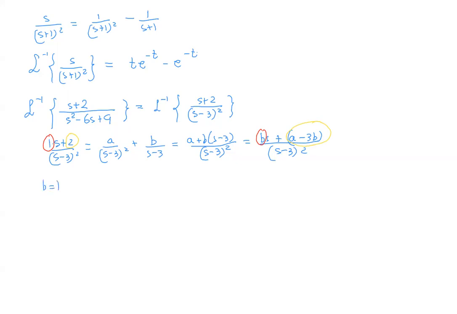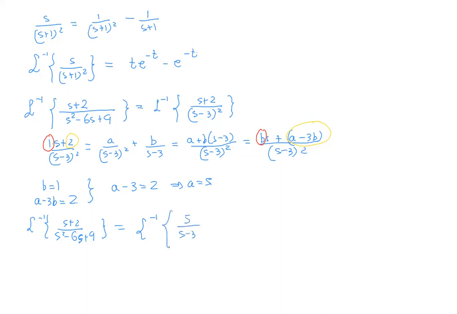Once you know that b is equal to 1, let me write the equation so that you can see it. These are the two equations. So once you know that b is equal to 1, you plug it into the second one, and that gives you a minus 3 is equal to 2, which means that a is equal to 5. So that means that when you're looking for the Laplace transform of s plus 2 over s squared minus 6s plus 9, that's the same thing as looking for the Laplace transform of 5 over s minus 3 squared plus 1 over s plus 1.